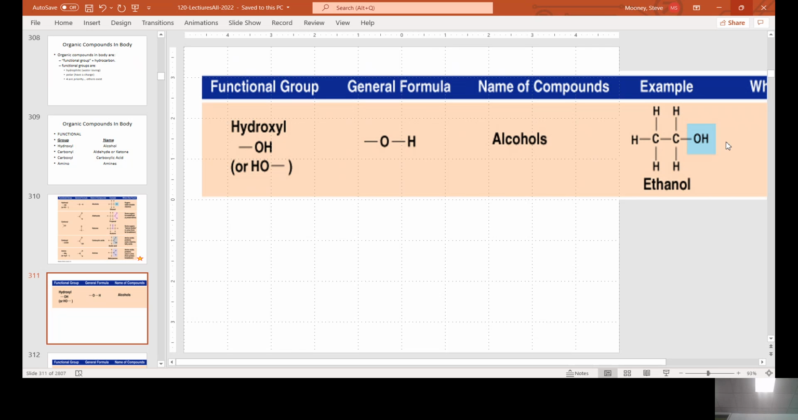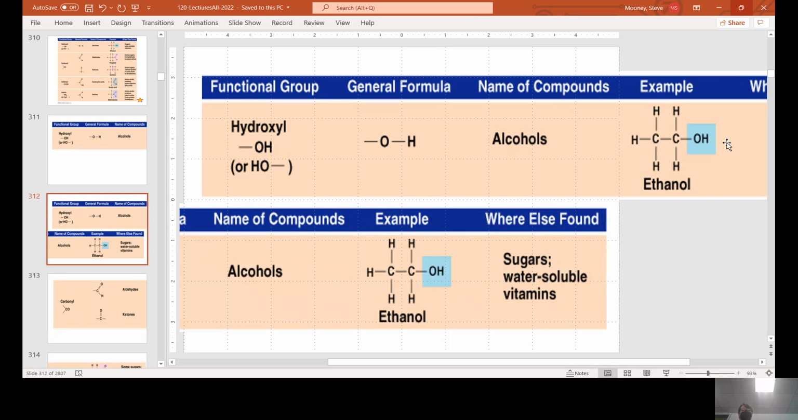When we stick them on a hydrocarbon, so we took ethane, we took the hydrogen off and put a hydroxyl group in there, we now have ethanol. That OH is characteristic of the alcohols. Methanol, ethanol, and so on, propanol. So we're going to usually find this functional group in sugars in the body and water-soluble vitamins, or B's and C's.